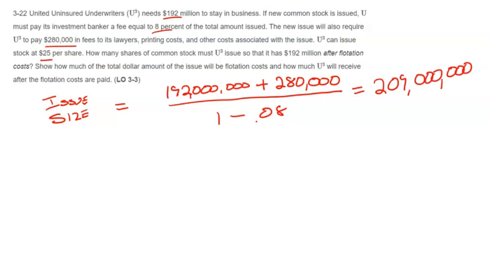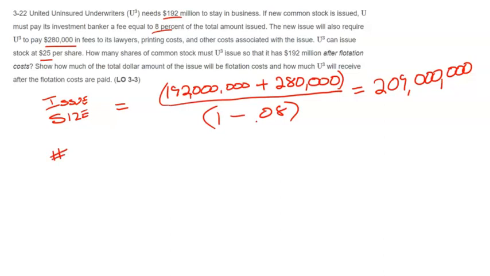Make sure you use your parentheses. This is probably easier in Excel. You'd just use parentheses and equals 192,000 plus 280,000, divided by 1 minus 0.08 in parentheses, and that should give you 209 million.